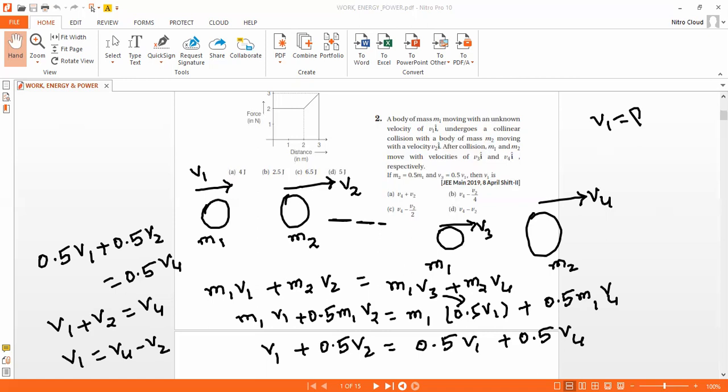Just a small logic it is that after collision, since the direction of the particle does not change, so momentum is conserved.